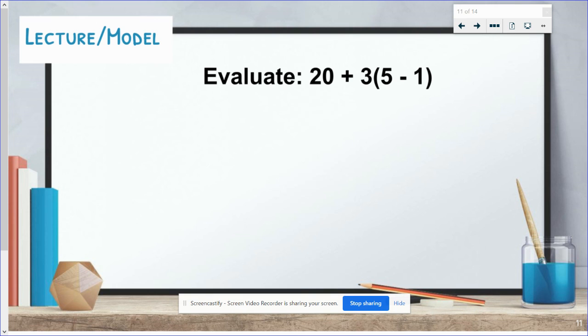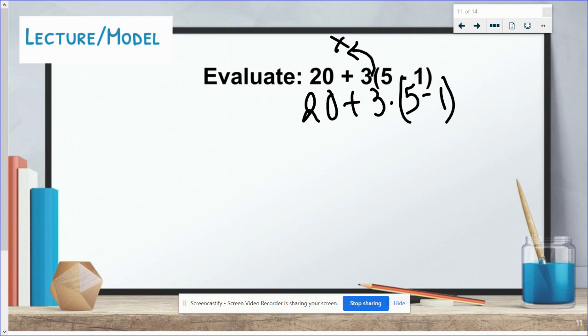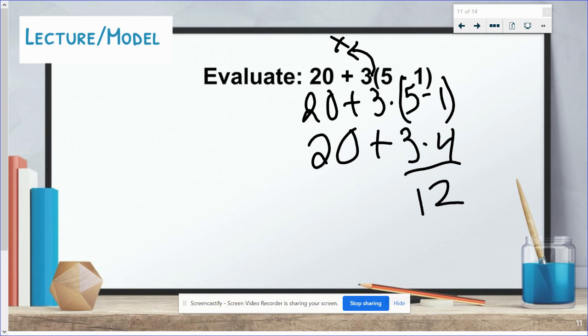All right, I have 20 plus 3 times the quantity 5 minus 1. If there's a number on the outside, that means multiplication. So I'm first just going to rewrite this with that multiplication symbol so we don't get confused. All right, 5 minus 1 is 4. So I still have 20 plus 3 times 4. Remember, I didn't write my order.